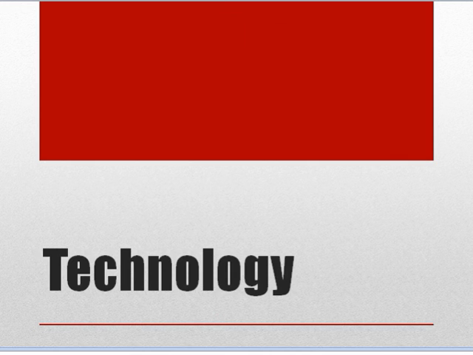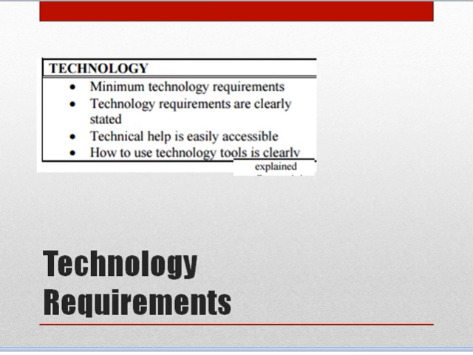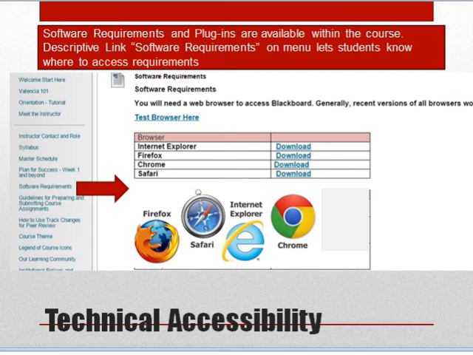Another section of the USDLA rubric is technology. Freshman composition uses minimal technology requirements, and technology requirements are clearly stated. A menu item in the course called Software Requirements clearly states the web browser students can use and where to access downloads.